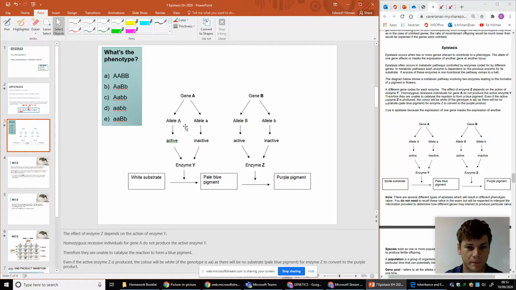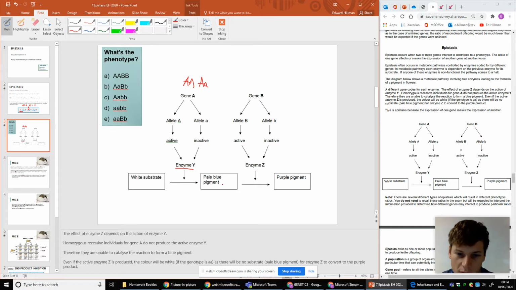There are two genes, gene A and gene B. Now, gene A has two forms. It has the dominant allele and the recessive allele. The dominant allele of gene A codes for enzyme Y. Anyone who possesses gene A, so anyone who is homozygous dominant or heterozygous for gene A, is able to produce enzyme Y. They're able to convert this white substrate into a pale blue pigment.